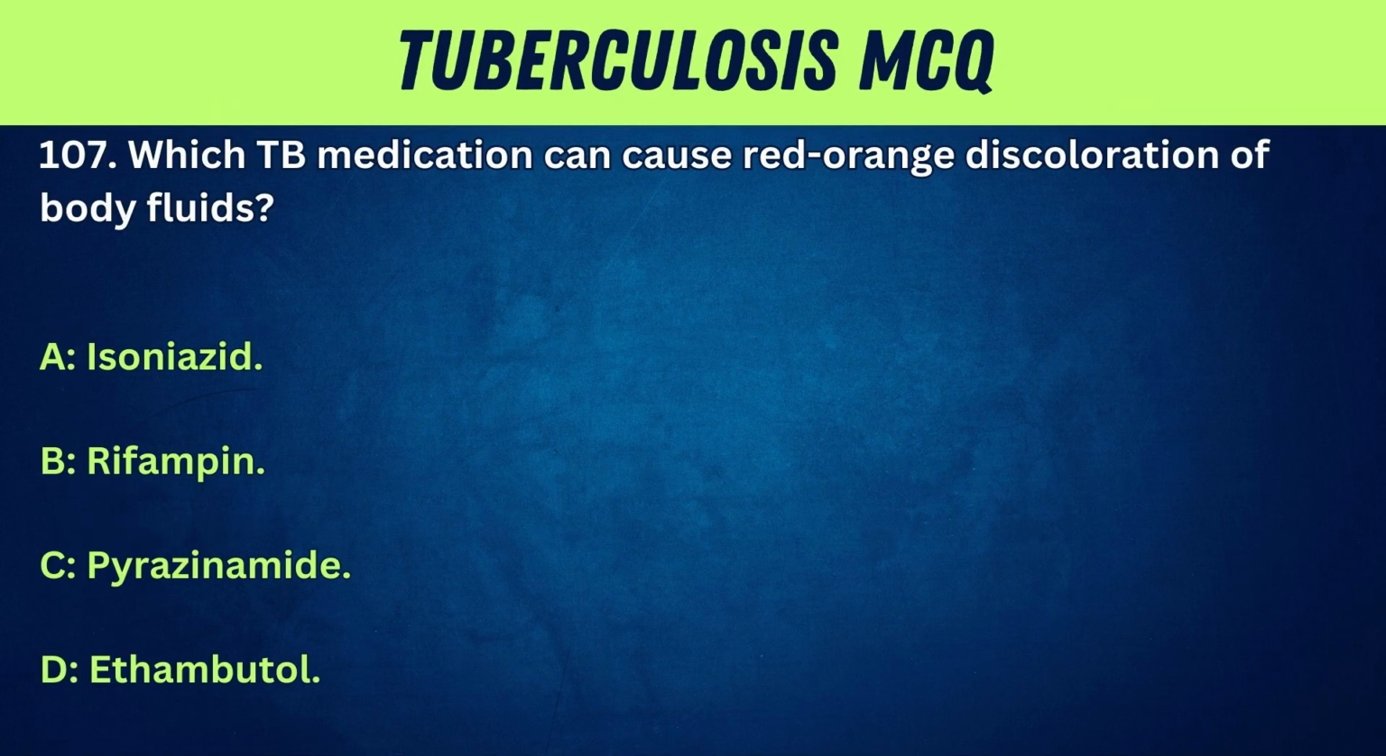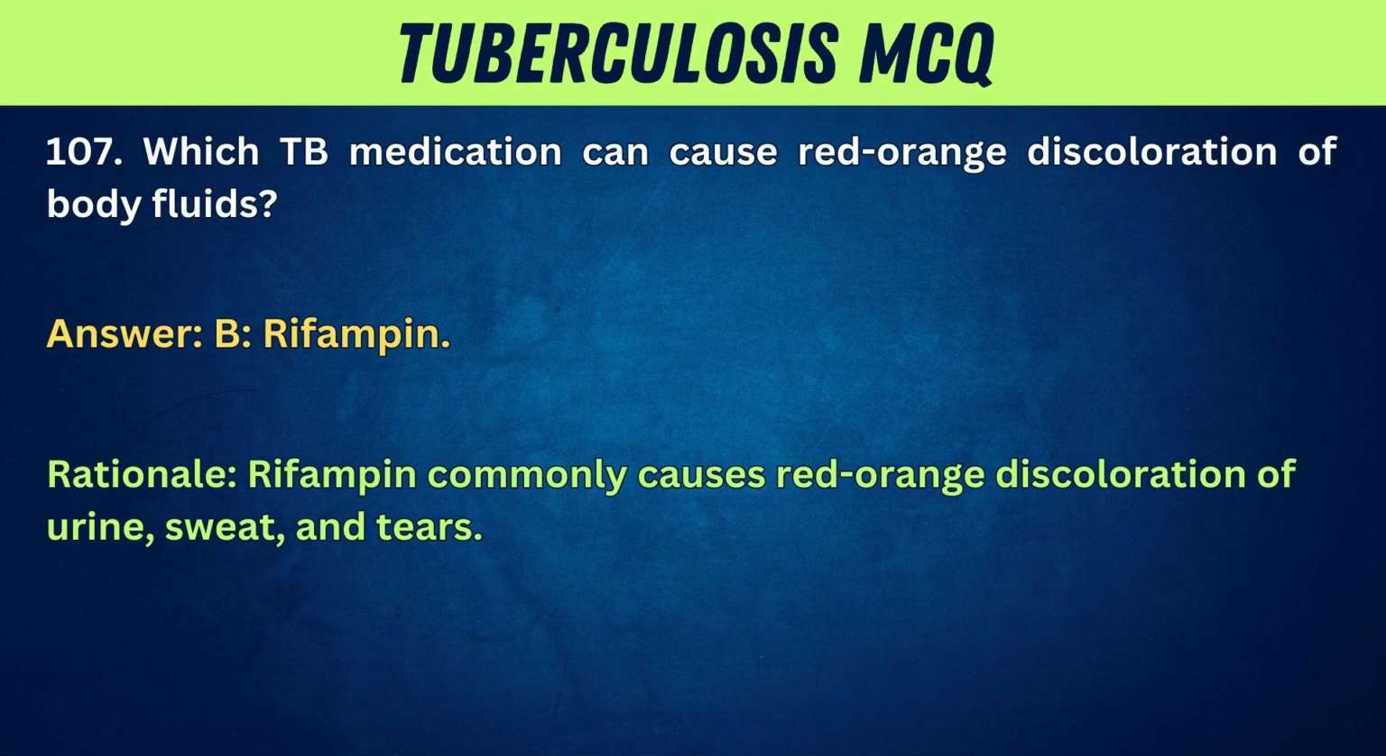107. Which TB medication can cause red-orange discoloration of body fluids? A. Isoniazid. B. Rifampin. C. Pyrazinamide. D. Ethambutol. Answer: B. Rifampin. Rationale: rifampin commonly causes red-orange discoloration of urine, sweat, and tears.